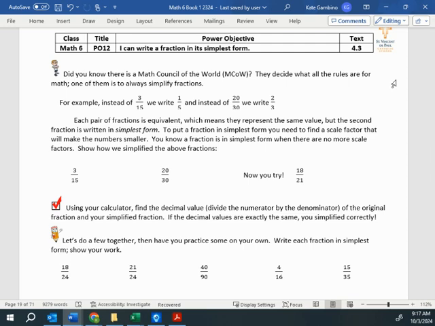One of them is to always simplify fractions, unless we're doing equivalent fractions. Okay, equivalent fractions are different. They're the exception to the rule. So, what that means, instead of 3/15ths, we write 1/5, because we divide that 3 scale factor out. So divide 3 by 3, you get 1. 15 divided by 3, we get the 5. And instead of 20/30ths, we write 2/3.